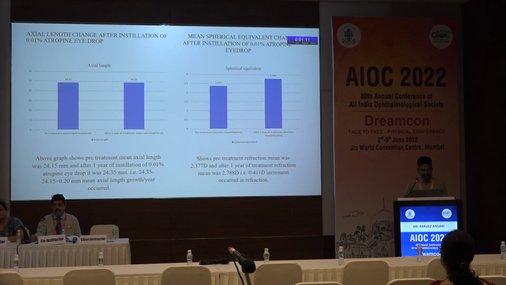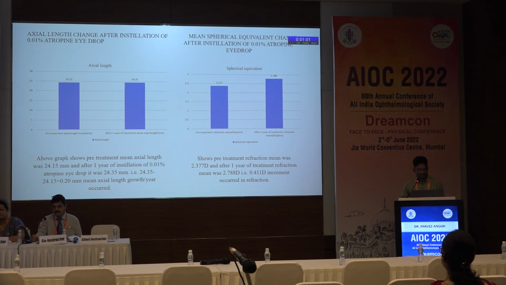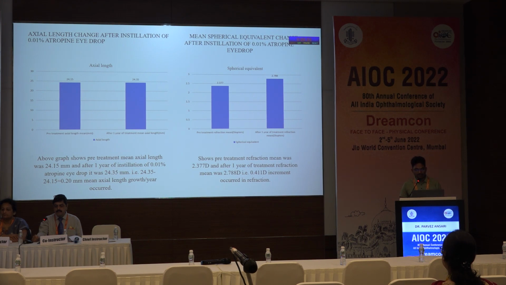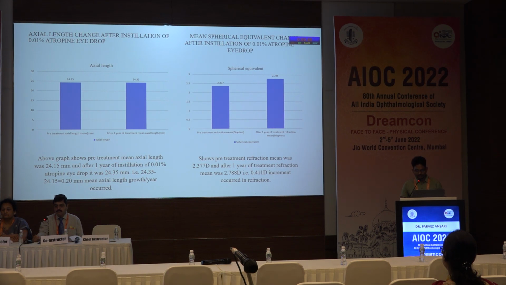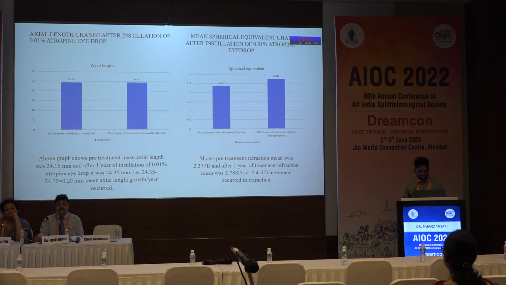This graph shows that pre-treatment mean axial length was 24.15 mm, and after 1 year of treatment it became 24.35 mm. So a mean axial length change of 0.2 mm occurred. In the beginning, mean spherical equivalent was 2.37 diopter, and after 1 year of treatment it was 2.78 diopter. So a 0.41 diopter increment occurred in refraction, while we included children who had equal to or more than 0.5 diopter per year change in refractive error.